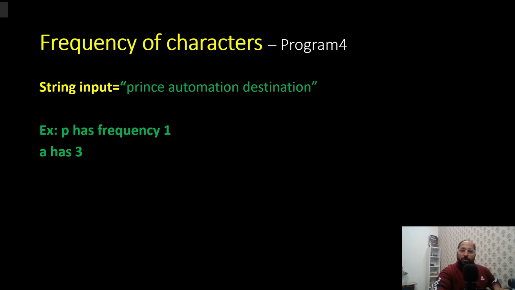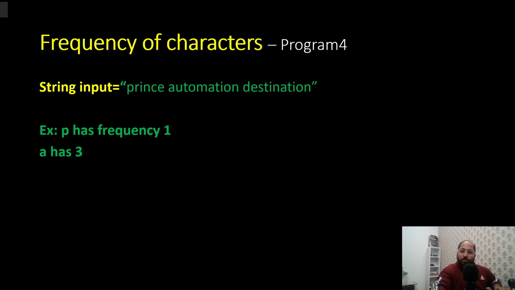So the problem statement is, we will have one string, Prince space automation space destination. We need to find out frequency or occurrence of each character. So if you observe, P has frequency 1, similarly A has frequency 3. Because P is repeating only one time, that's why frequency is 1. On the other hand, A has 3 occurrences, A 1 time, 2 and 3. So the frequency is going to be 3. In a similar fashion, we need to calculate frequency of each character.